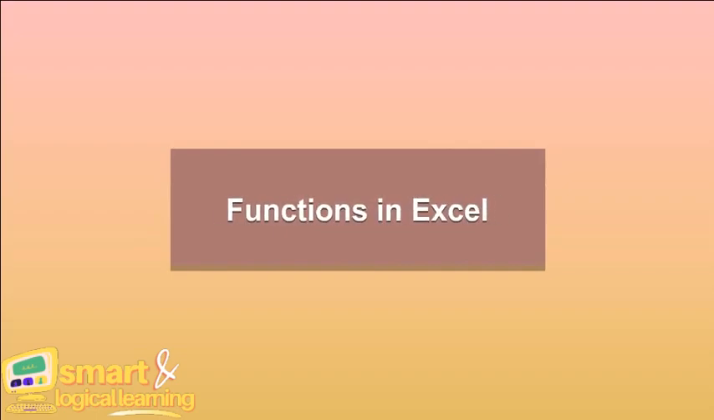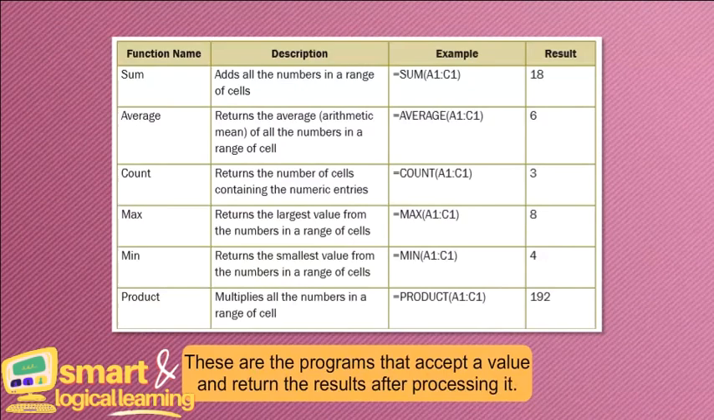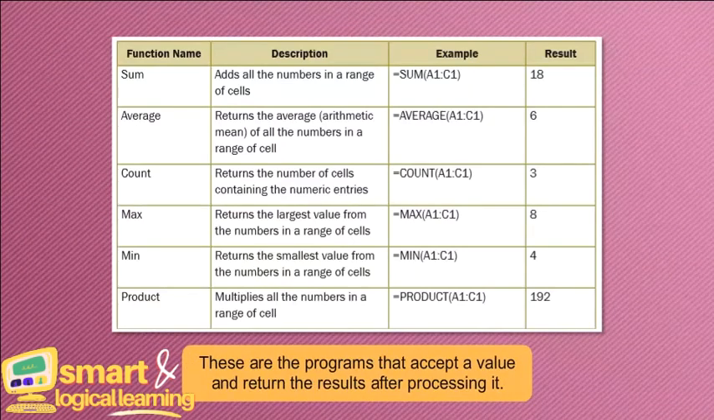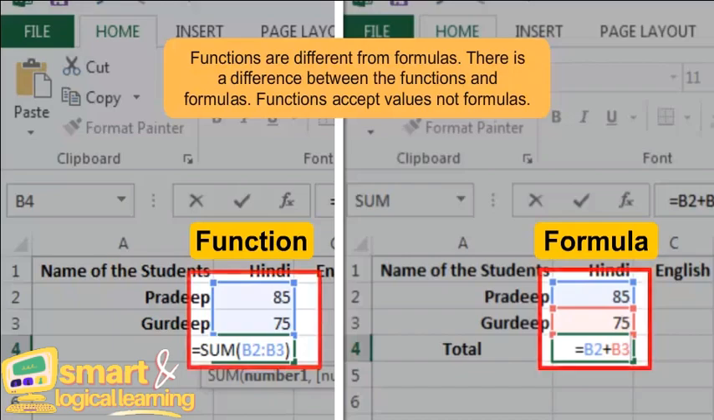Functions in Excel. These are pre-written formulas. These are programs that accept a value and return the results after processing it. Functions are different from formulas. There is a difference between functions and formulas. Functions accept values, whereas formulas don't.